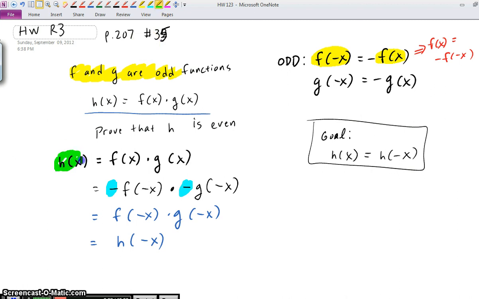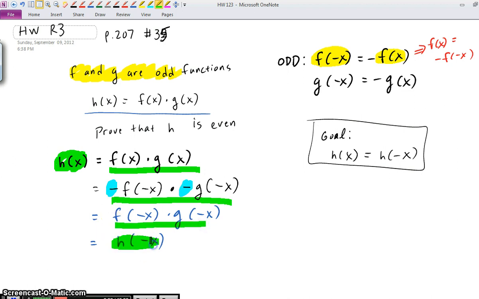I have h of x is equal to this, is equal to this, is equal to this, is equal to this, and so I have h of x equal to h of negative x. Well, that's what I wanted. Okay, that proves that h is even.